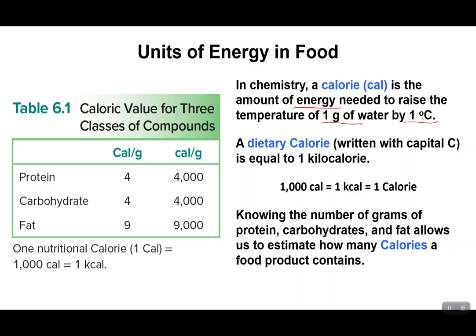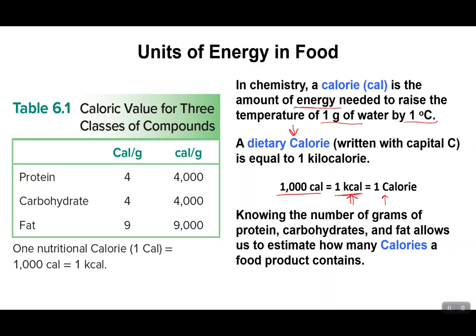Now, a dietary calorie with a capital C, that is going to have a different definition. It is related to calories, however. So 1,000 calories, which is 1 kilocalorie, these are the units we have been talking about up to this point, that is going to be equal to 1 capital C calorie.